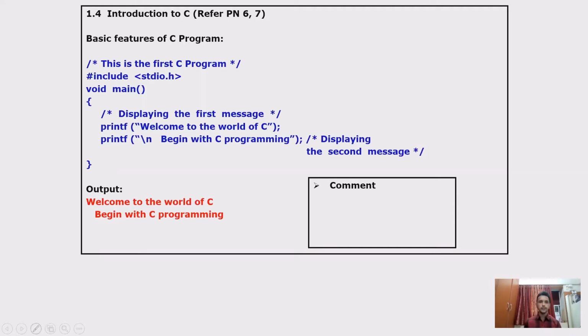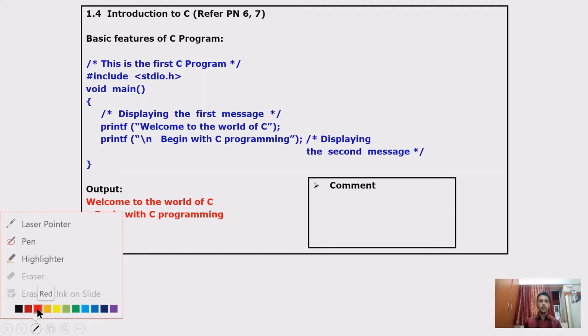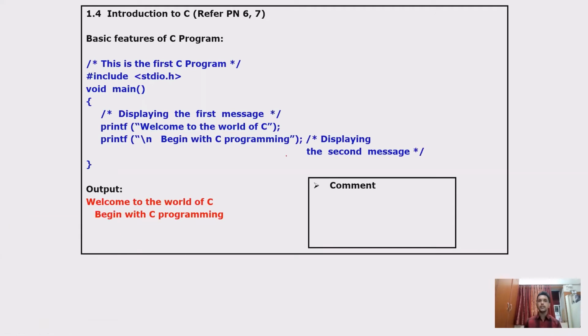Another thing is, many a times, some college teachers may tell you that you can also write the comment this way. That means after this printf, you put two slashes and write some comment over here, let's say testing, or anything like this. Please understand, this style of commenting is allowed in C++ and in Java, but not in C language.